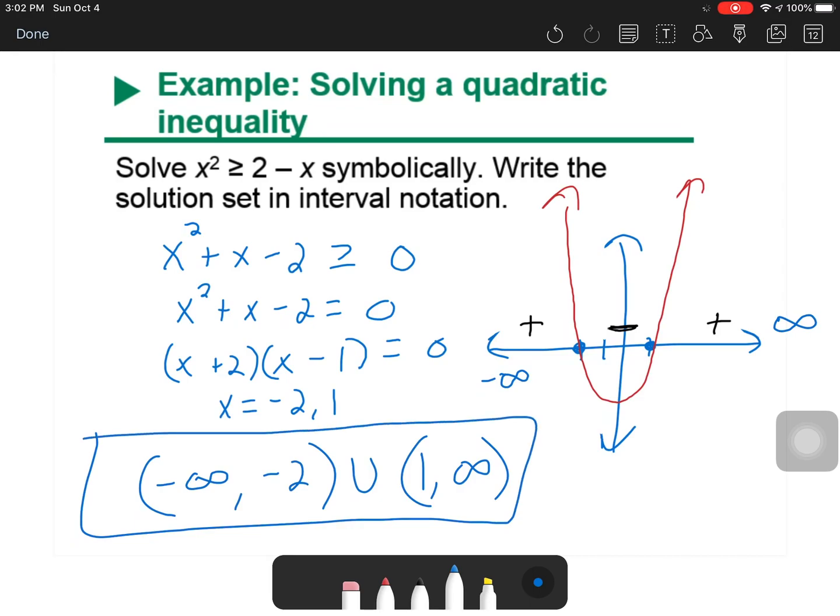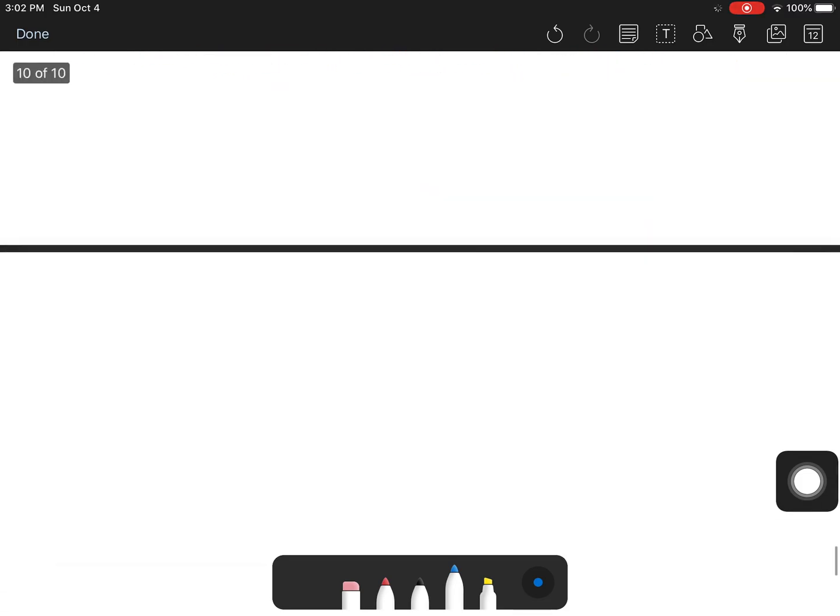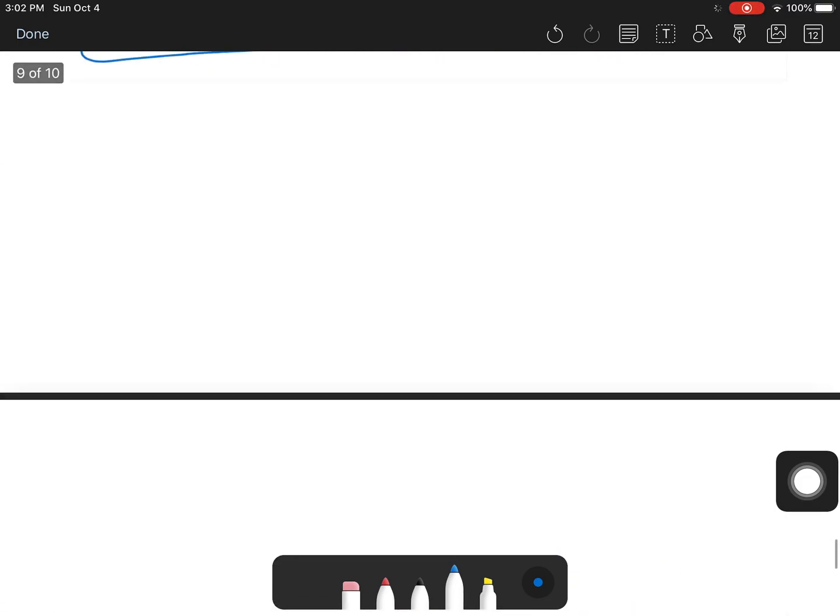Okay, and that's how you do it. It's all you have to do. The sketch doesn't have to be anything fancy. All you got to do is make sure you get the right x-intercepts on there, and that it opens the correct way. And that's pretty much it.